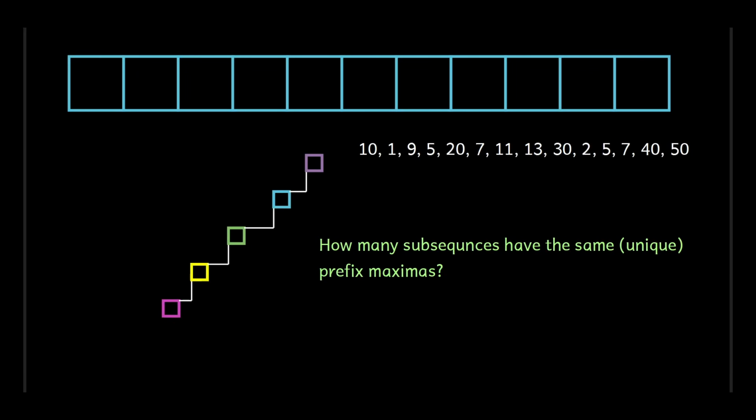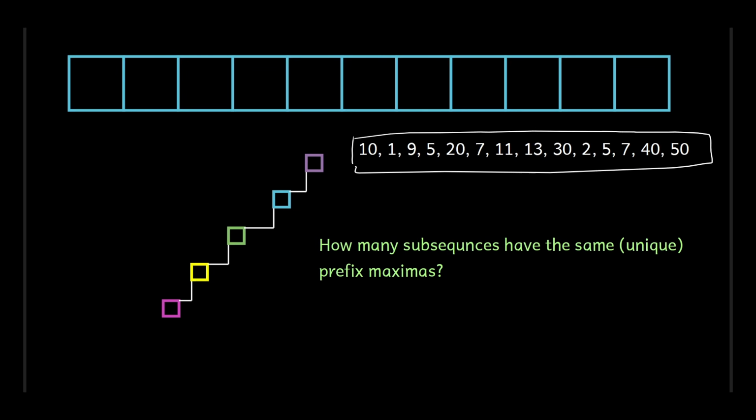You are given an array of length n, and let us consider the prefix maxima for this array. So prefix maxima is nothing but you go from left to right and you track all the maximas that you see. So the first maxima that you see is 10. So you label 10 over here.